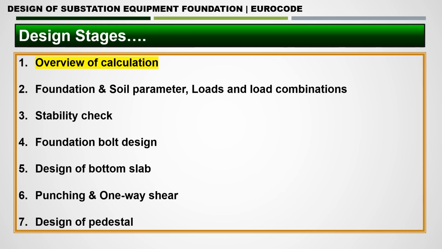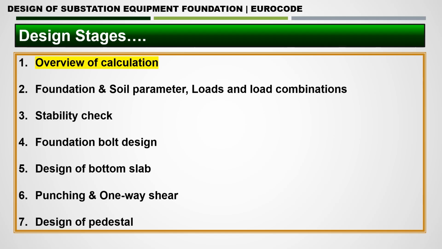These are the various design stages which we are going to look at as a series of 7. In the first video we are going to look at an overview of calculation. Second, foundation and soil parameters, load and load combinations, followed by stability check, foundation bolt design, and design of bottom slab. In the fifth stage we can see the punching and one-way shear for the bottom slab, and finally the design of pedestal is the 7th stage.